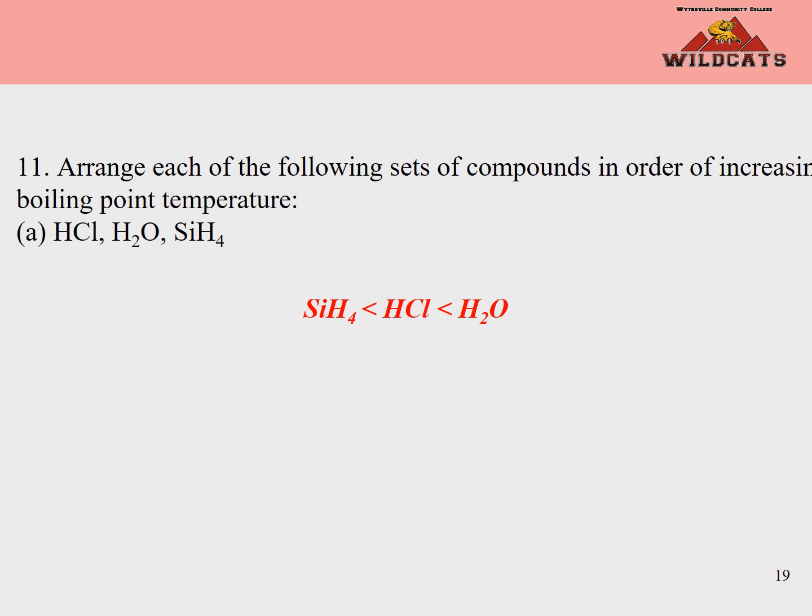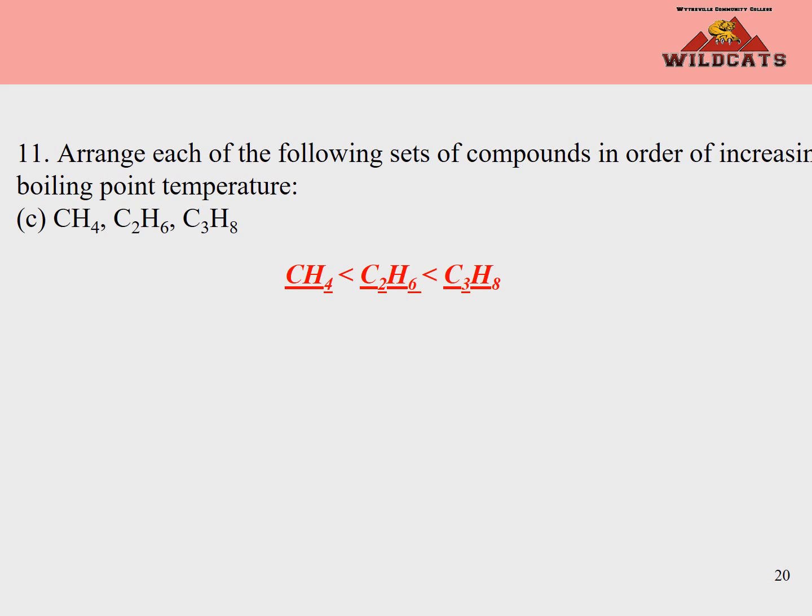If we arrange each of the following sets of compounds into an order of increasing boiling point, silicon tetrahydride is going to be nonpolar. The HCl is going to be polar, and then the water is going to actually have hydrogen bonds, so it's really going to have a high boiling point. So now we've got CH4, C2H6. They're all nonpolar. So now we go back to lowest mass to highest mass. And so the CH4 is going to be lower than the C3H8.